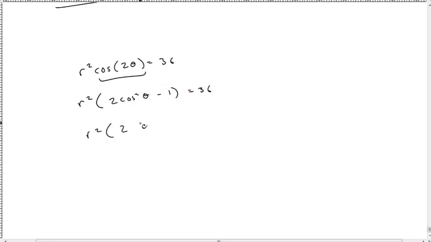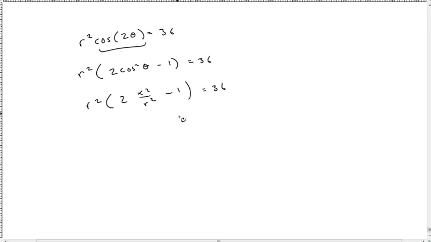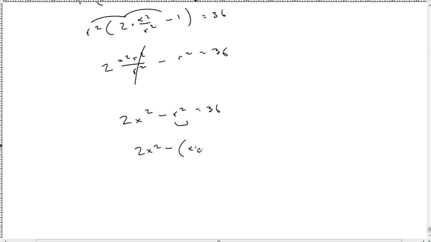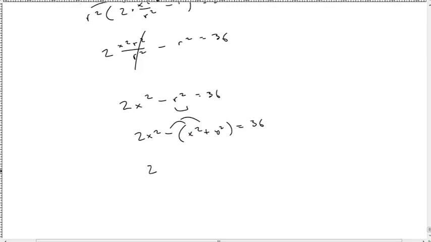And I know that cosine squared is going to be x squared over r squared. When I distribute, I multiply both of these terms, and what I actually get is 2x squared r squared over r squared, and then minus r squared, equals 36. These cancel, of course, so 2x squared minus r squared is equal to 36. This finally converts down to 2x squared minus x squared plus y squared. Distribute your minus sign. And so this right here actually is a 1, because 2 minus 1 is going to be a 1. x squared minus y squared is equal to 36.